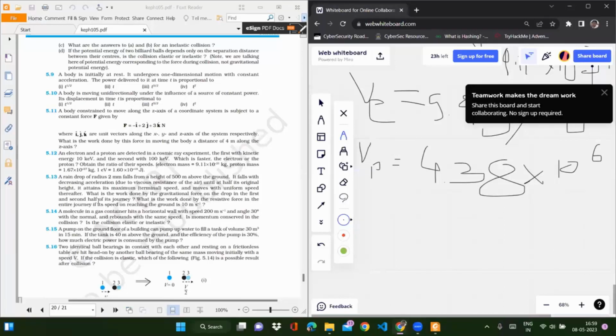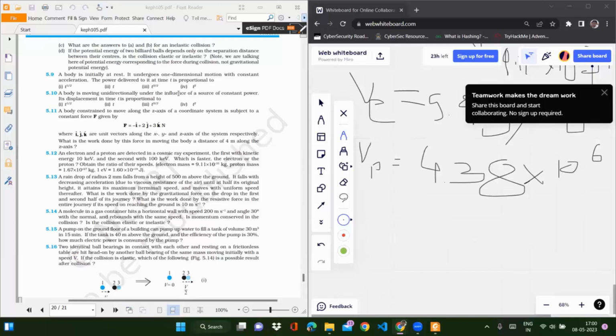So in the normal case, we consider no atmospheric effect, but in this case, it is said that the raindrop is falling with atmospheric effect. There is a deceleration of the raindrop due to the atmosphere. And it is said that after traveling half of its height, which is 500 meter, it achieves its terminal velocity, which will be constant after that, and it moves with uniform speed.